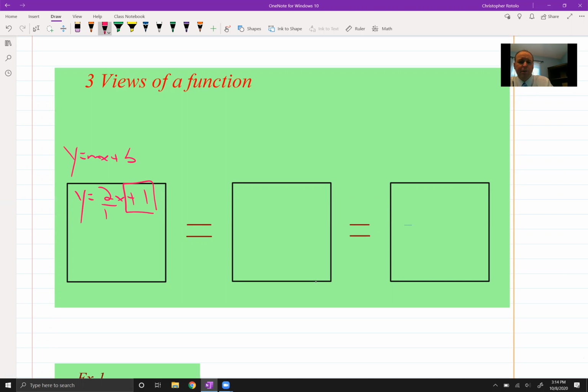The next thing we can do is we can have a graph. Right? So those are the things we just talked about. Okay, so I can take this, I can go up 1, I make a point, I go up 2 and over 1, I make another point, and then I connect those. Third one is to make a table.